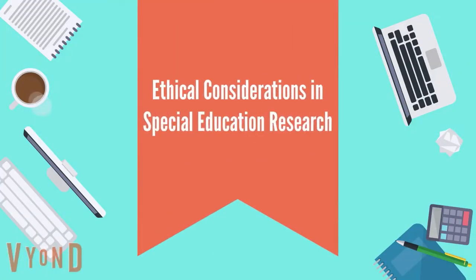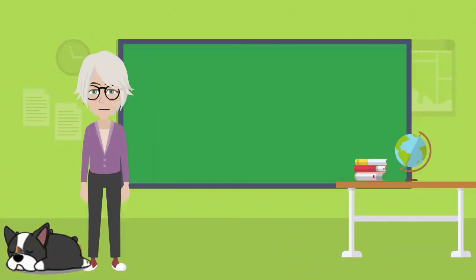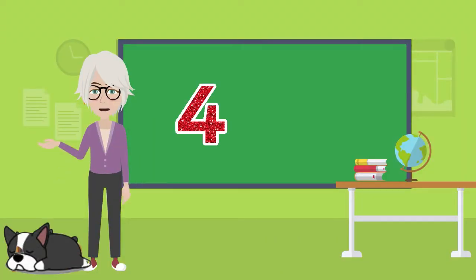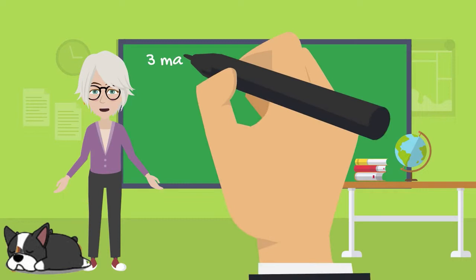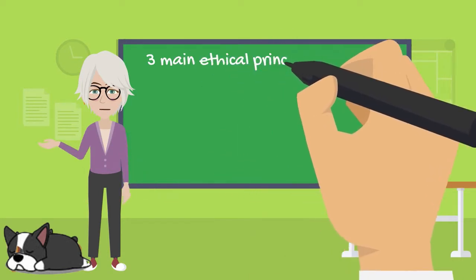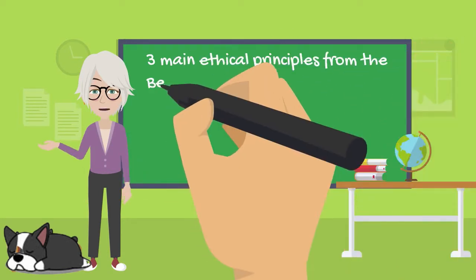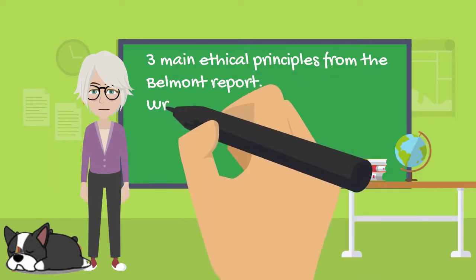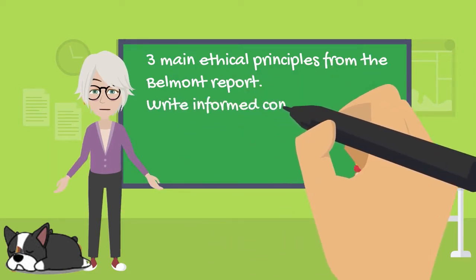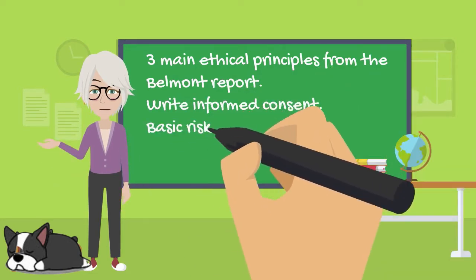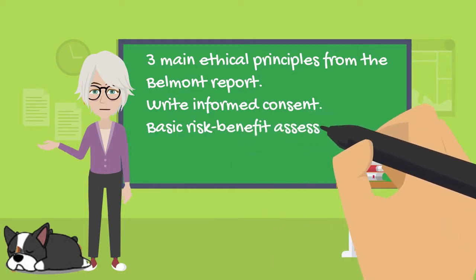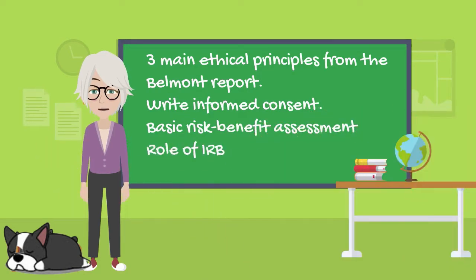Let's briefly go over ethical considerations in special education research. Now we're looking at Chapter 4, and once you've gone through this chapter and the information and content in this module, you should be able to summarize the three main ethical principles that came from the Belmont Report. You should be able to write an informed consent form with the needed information, conduct a basic risk-benefit assessment, and be able to explain the role of the Institutional Review Board.